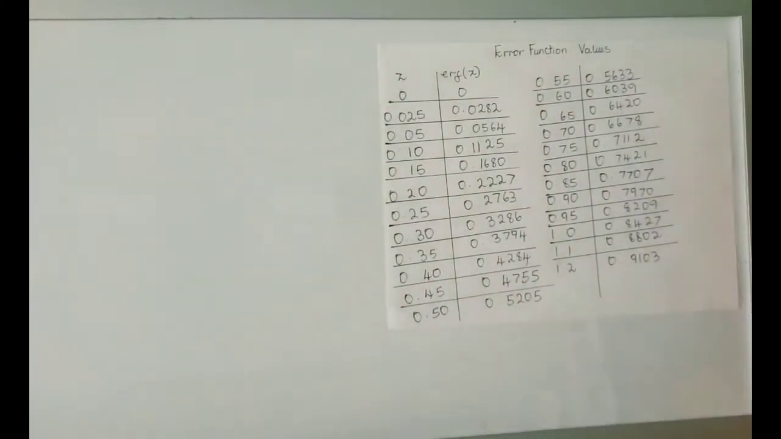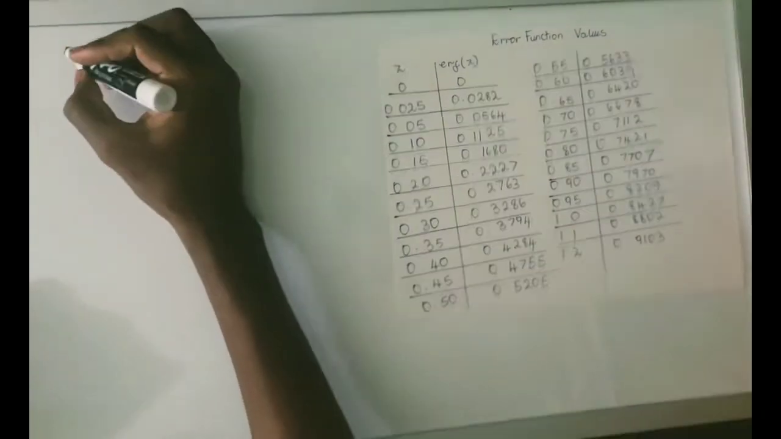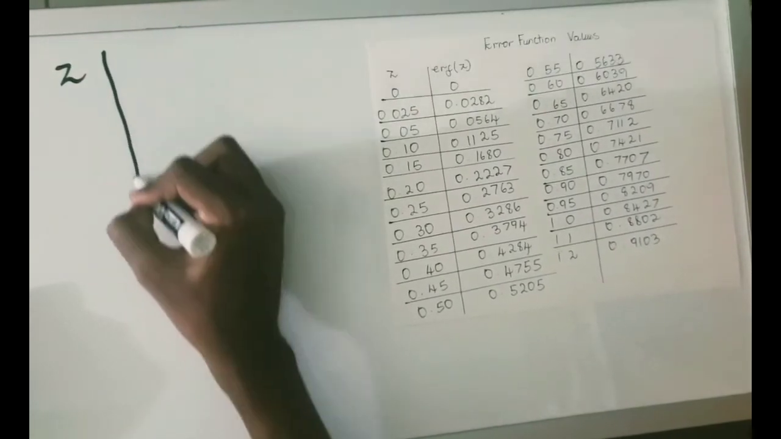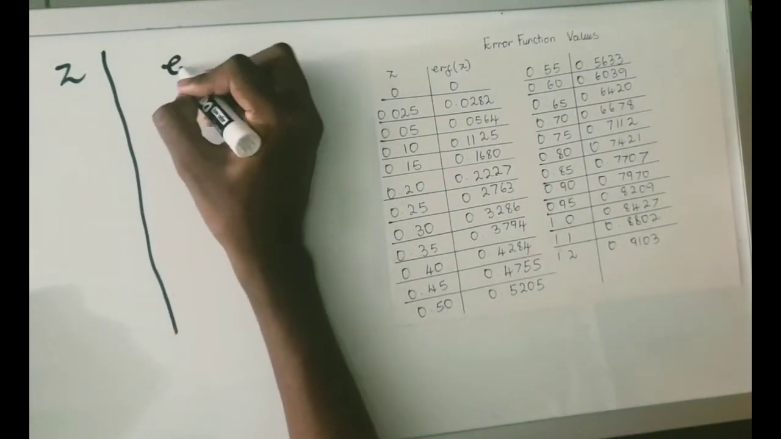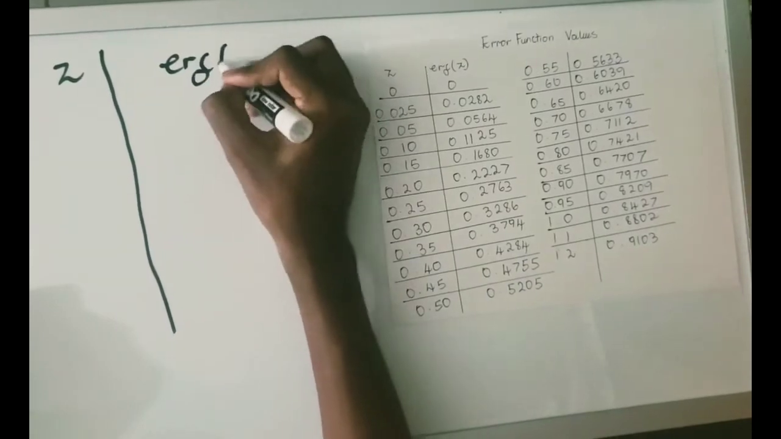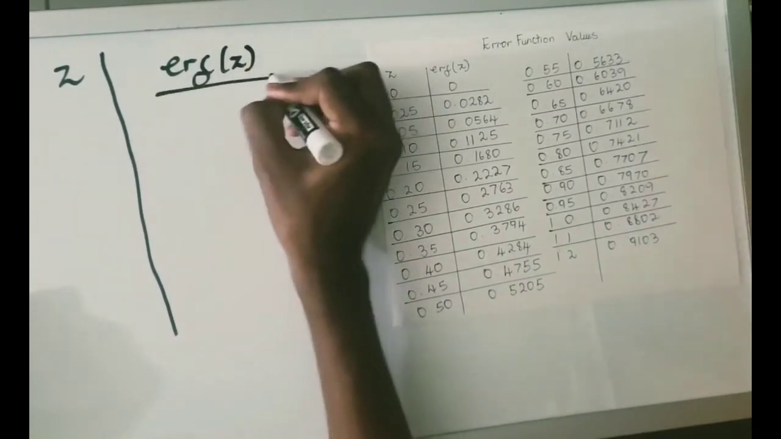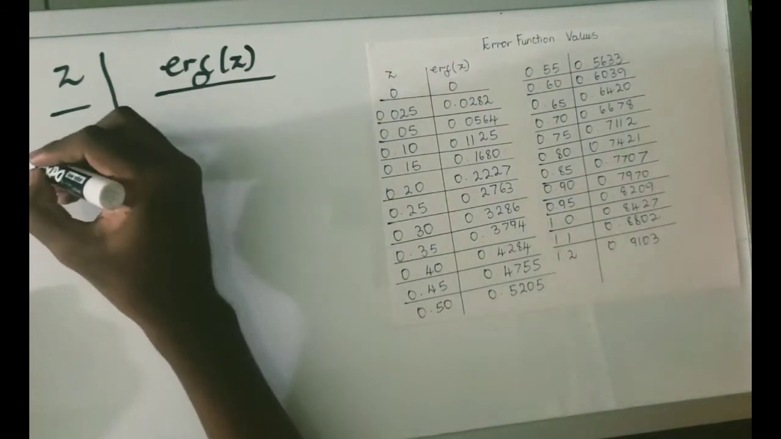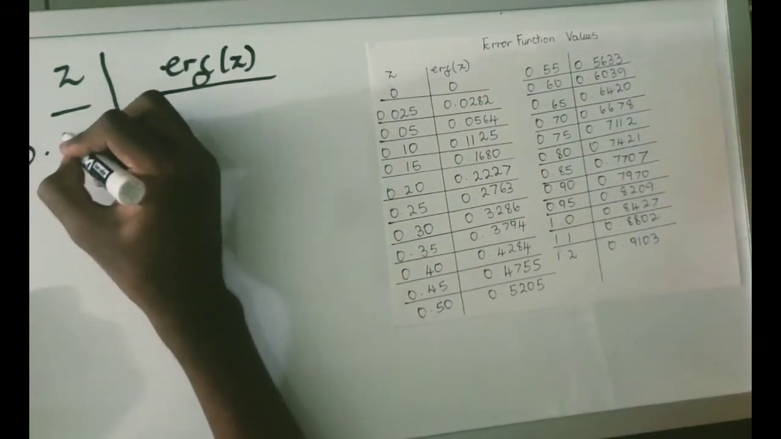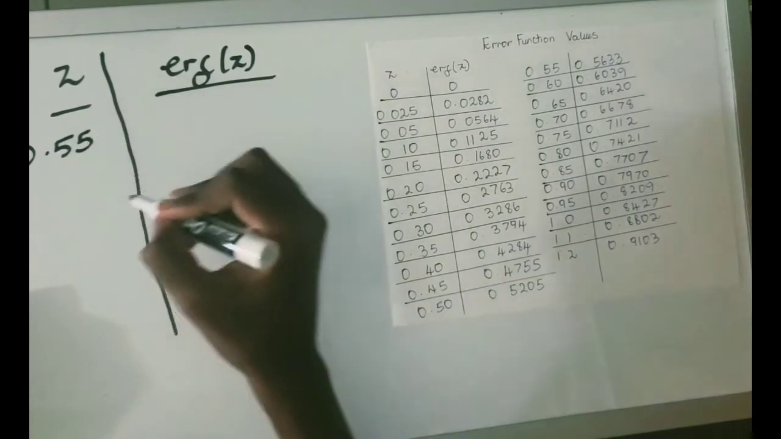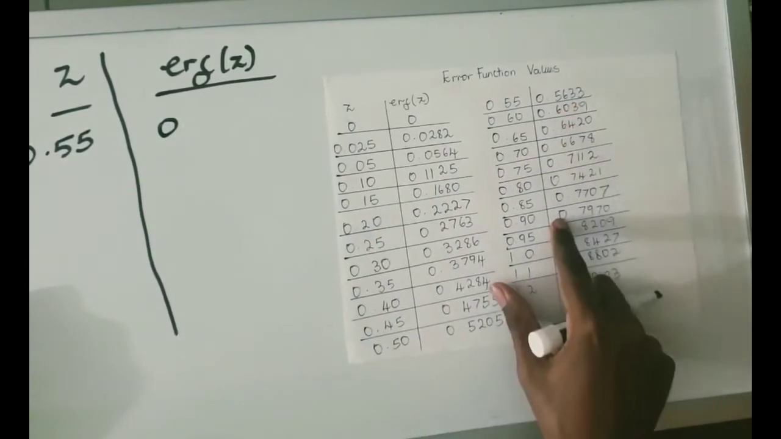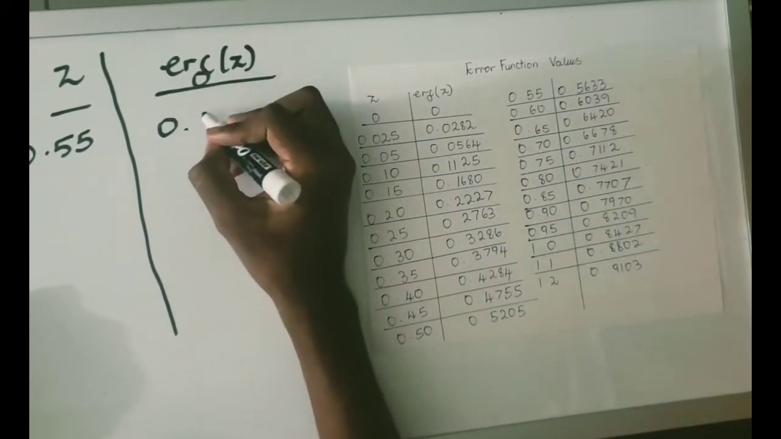I'm going to say z, an error function z. Sorry about the lean line. So z and error function z. We have 0.55 and that corresponds to 0.5633.